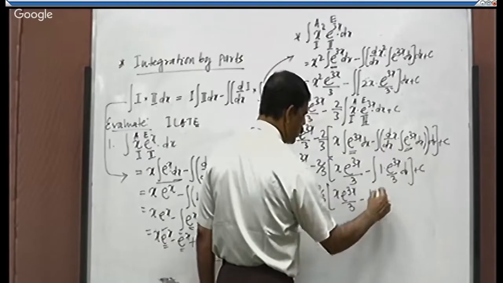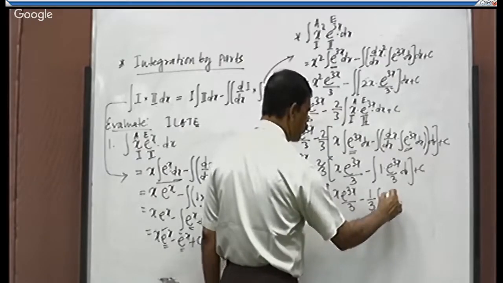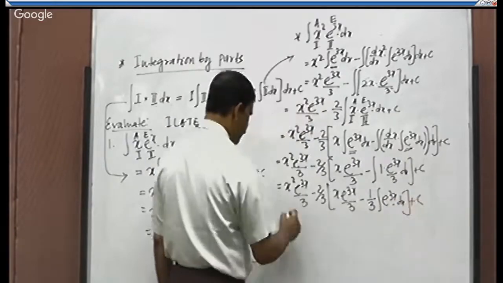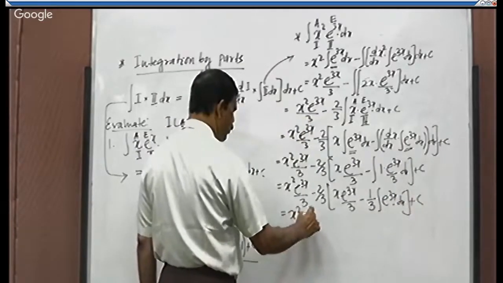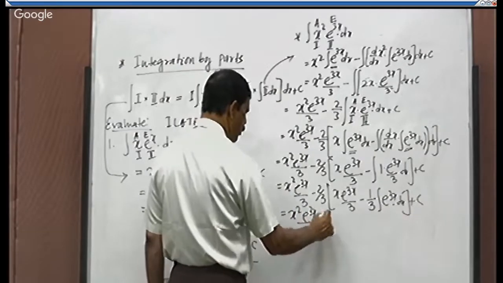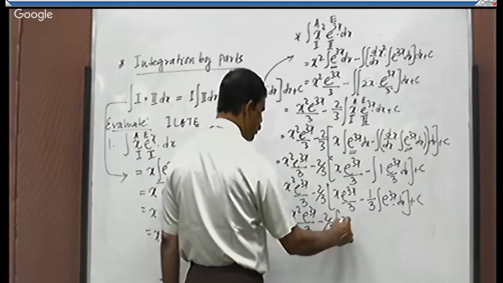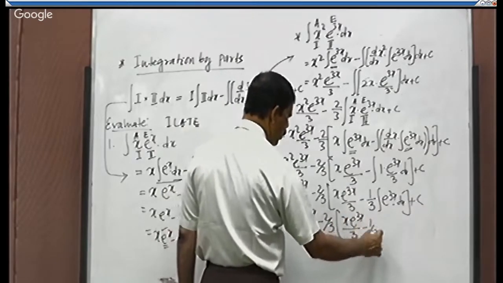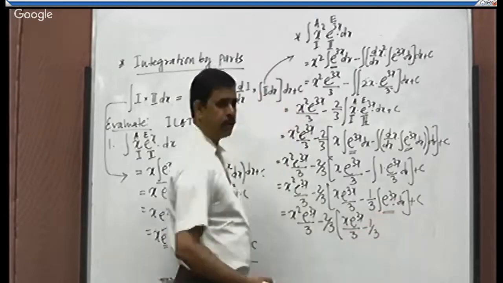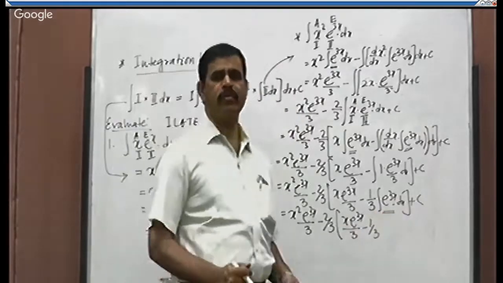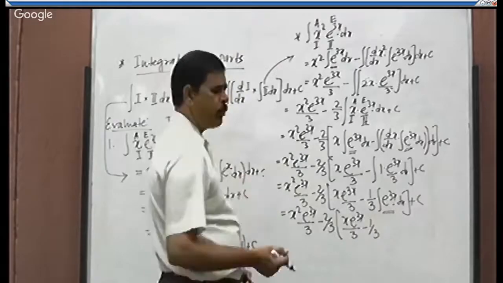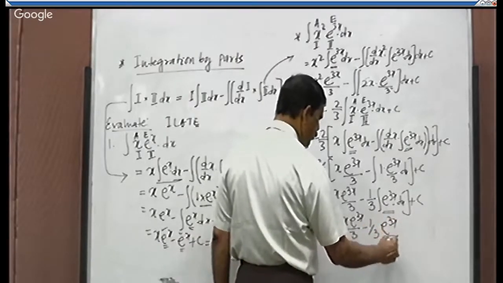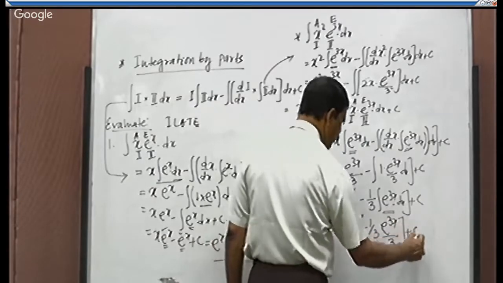1 divided by 3 into integration of e power 3x dx plus c, or x square e power 3x divided by 3 minus 2 by 3 into x e power 3x divided by 3 minus 1 by 3, integrate this. Integration of e power 3x is what? It is e power 3x divided by 3. That is x coefficient. We have to take x coefficient at denominator, plus c.